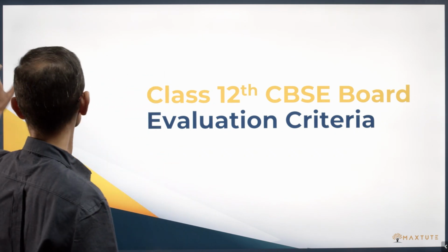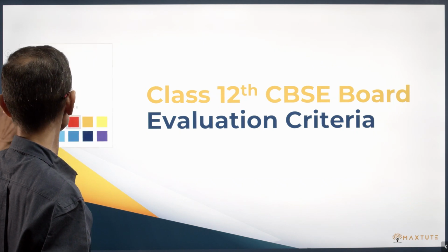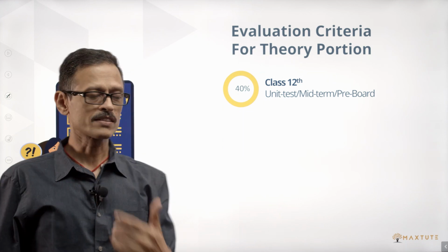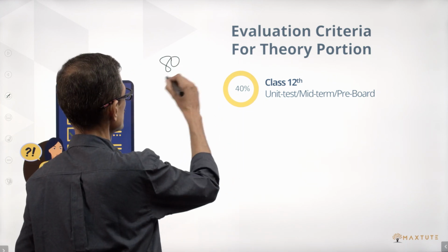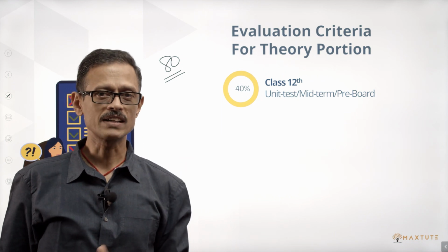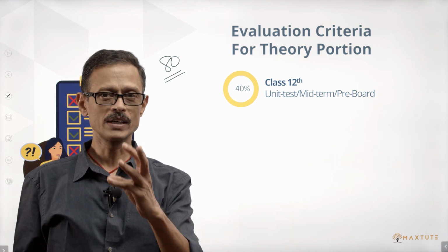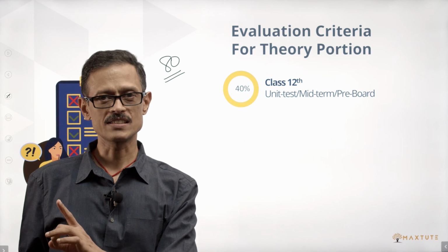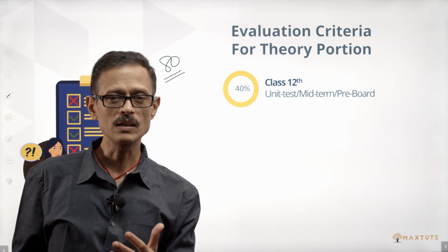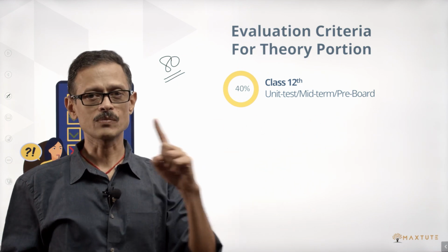The first part is the most objective one, which is known to us out in the news. The evaluation criteria comprises three components. There are 80 marks to be awarded for the board examination. 40% of this 80 marks comes from what you have done during the course of this 12th standard: unit test, half yearly and pre-board revision examinations, right? What weightage is given to what is decided by the school, and how does the school decide it? We'll look at it in a subsequent slide.